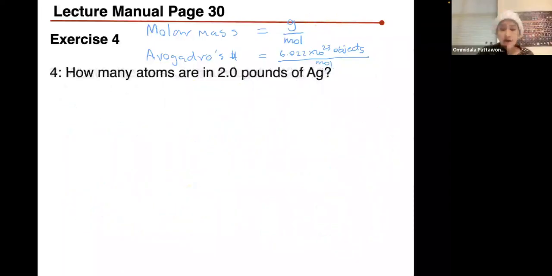Makes sense? All right, for the next example, I want you to use the molar mass, Avogadro's number, and the given information to solve for this problem right here. Pause the video now, complete it, and resume the video again when you finish.